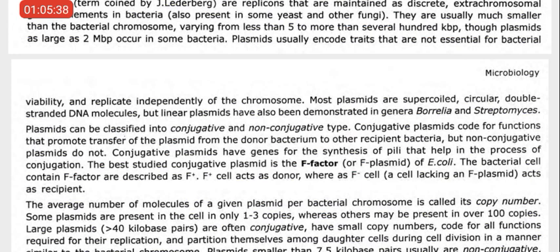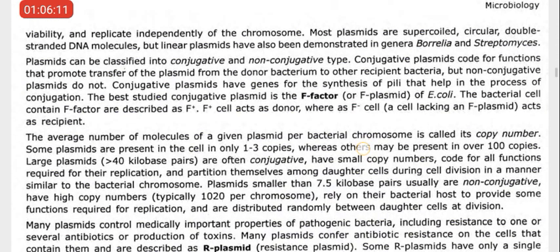conjugative and non-conjugative types. Conjugative plasmids code for functions that promote transfer of the plasmid from the donor bacterium to another recipient bacterium, but non-conjugative plasmids do not. Conjugative plasmids carry genes for the synthesis of pili that help in the process of conjugation. The best studied conjugative plasmid is the F factor or F plasmid of E. coli. The bacterial cells containing F factor are described as F plus or F positive. F positive cells act as donors, whereas F negative cells, lacking an F plasmid, act as recipients.